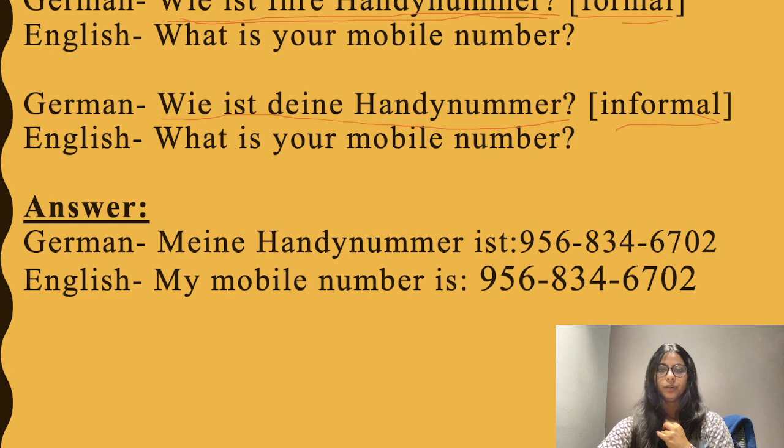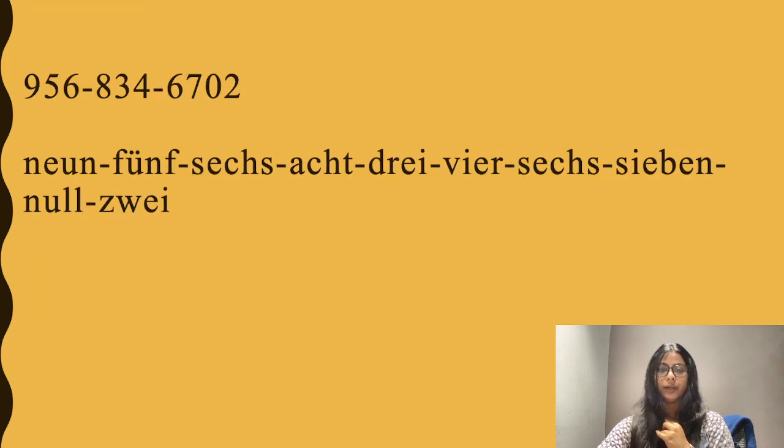So in formal we use Ihre, and in informal we use deine. So the answers to both of these questions is the same. Mein Handynummer ist 956-834-6702. Now how would we say that in German? neun, fünf, sechs, acht, drei, vier, sechs, sieben, null und zwei. Now try to read your mobile number in German, and it would be fun.